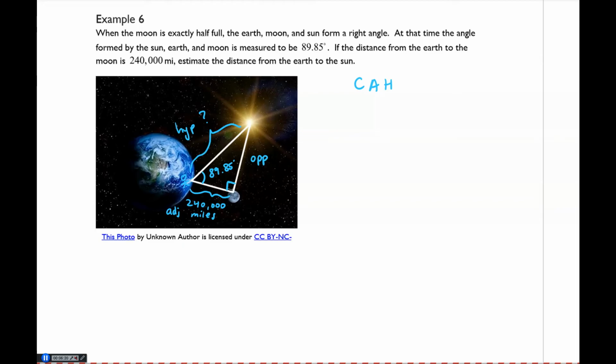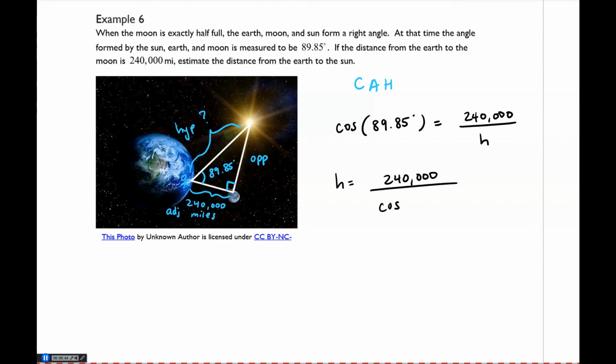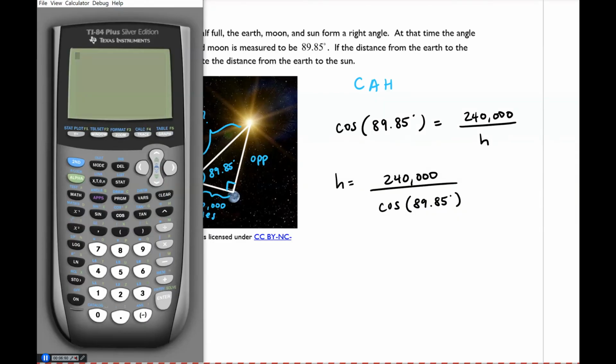So the trig function that we are going to make now says cosine of 89.85 degrees is equal to the adjacent length, which is 240,000, divided by the hypotenuse. I'm just going to call that h. And if we solve this equation for h, we end up getting 240,000 divided by cosine of 89.85 degrees. And now that is something we can throw into our calculator. I just want to make sure that my calculator is in degrees, which it is.